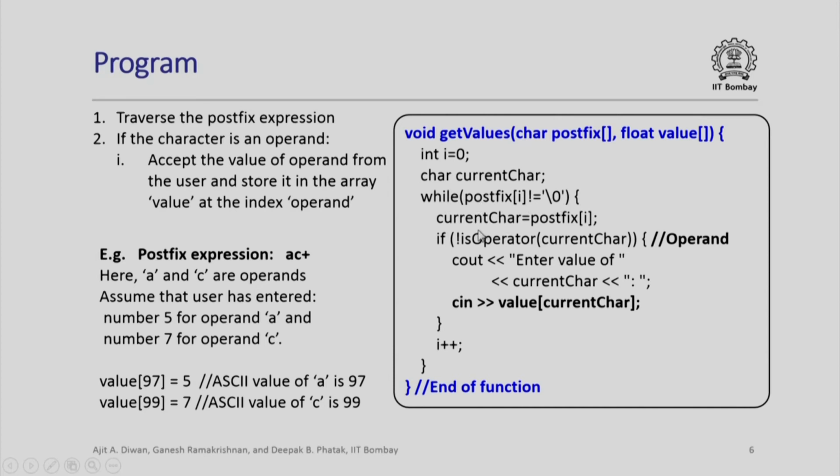If the current char is an operator, we are not supposed to do anything here, but if the current char is not an operator, we will come out here. This is an operand now, we need to collect the value of the operand. We ask the user to enter the value of the current char operand, and whatever value the user enters is directly inserted into the current char-th element of the value array, which corresponds to the ASCII code of the current char. So, see how easily every value is captured and directly inserted at its logical place in the large array value.